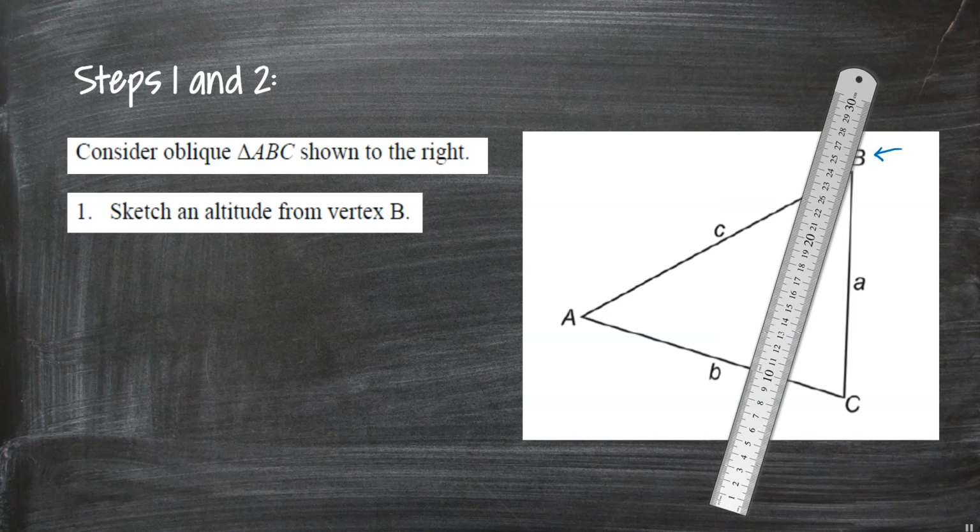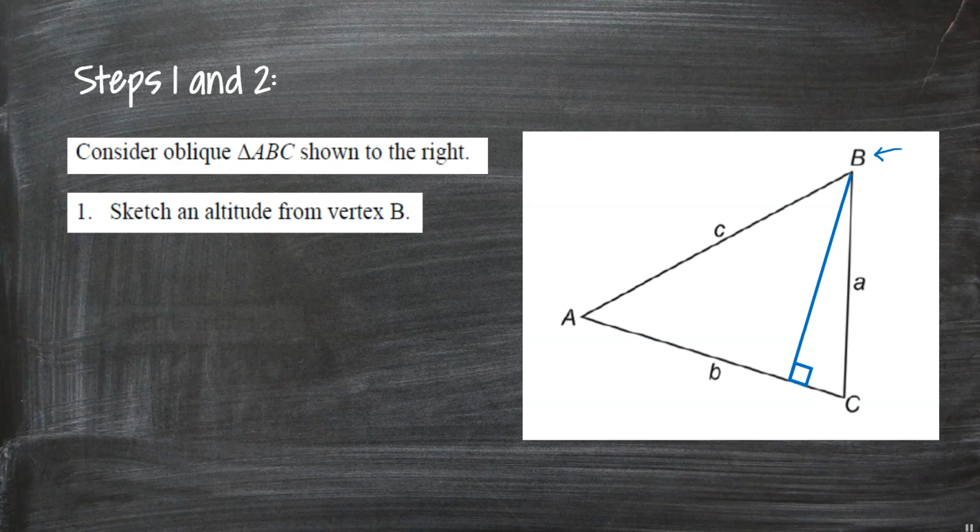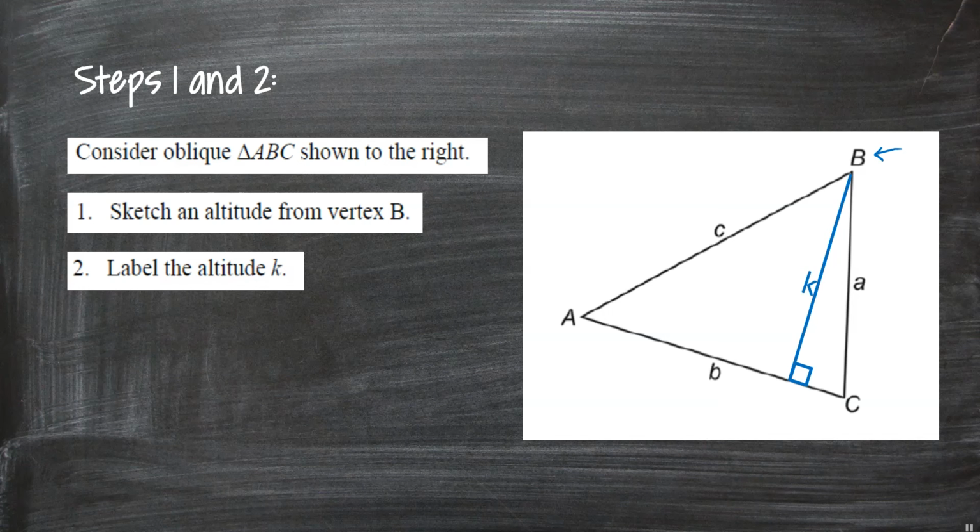And this is what you're going to make. A line connecting B to the opposite side, but you're looking to make sure that you have a right angle at the bottom. Great. Now let's label that altitude K. All right, we're ready to move on.